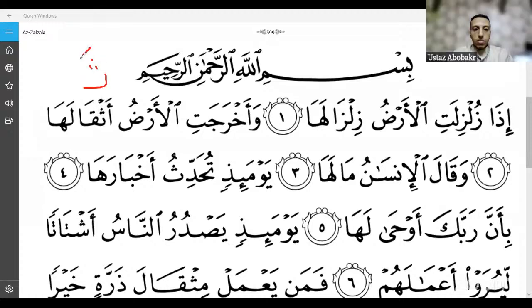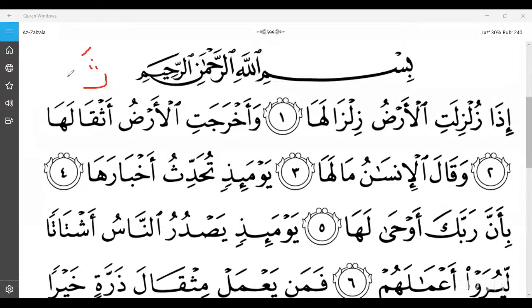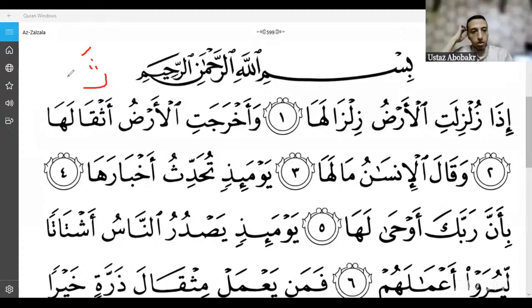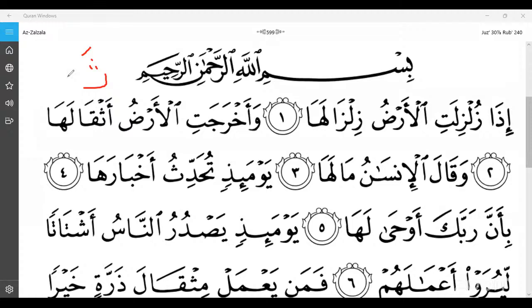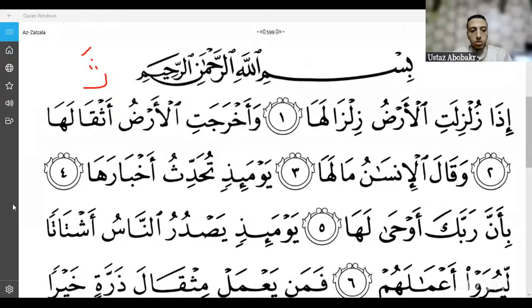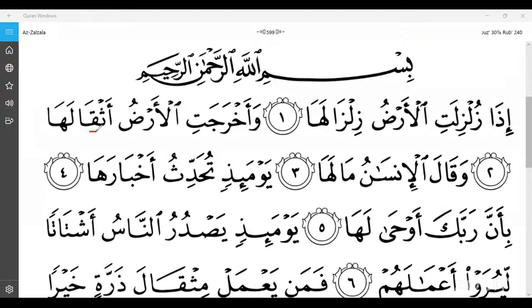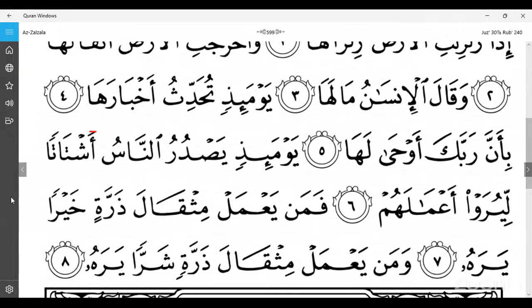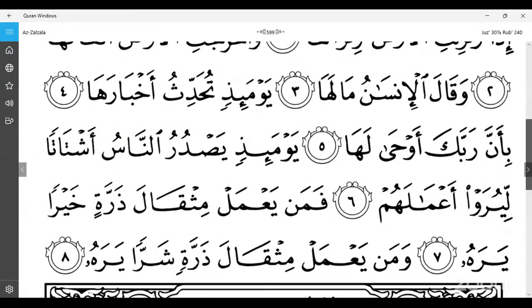Can you say tha? Tha. Yes. The one thing you would need to do is just make your tongue touch your two up front teeth. Tha. أثقالها. Yes, that's better. Just the qaf, making it heavy. أثقالها. Perfect. وقال الإنسان ما لها يومئذ تحدث أخبارها بأن ربك أوحى لها يومئذ.